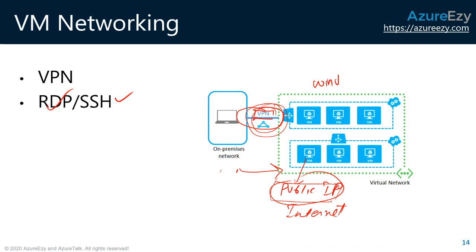You just take an RDP software such as Windows Desktop Connection Manager or RDP Connection Manager or something like that, enter your IP, and it will connect you with the VM. So you should be aware of this connectivity. RDP is available for Windows based operating systems. SSH is available for Linux based virtual machines.